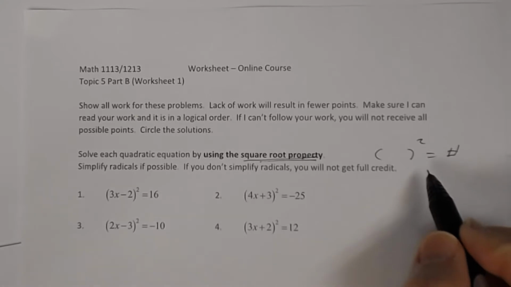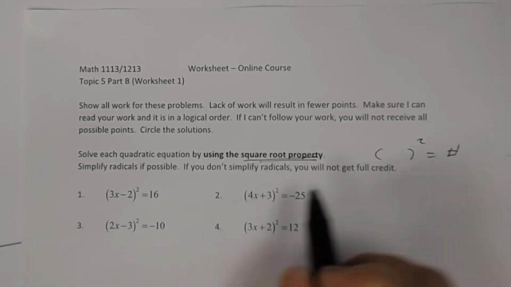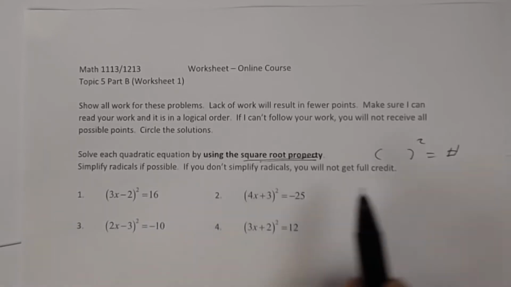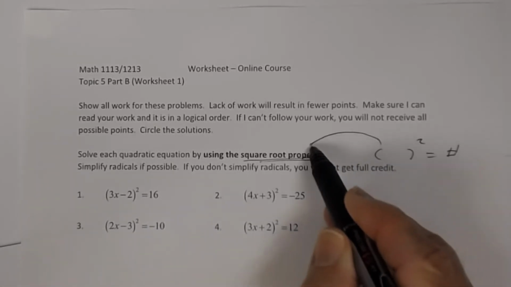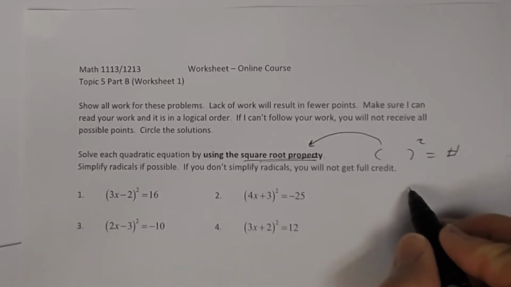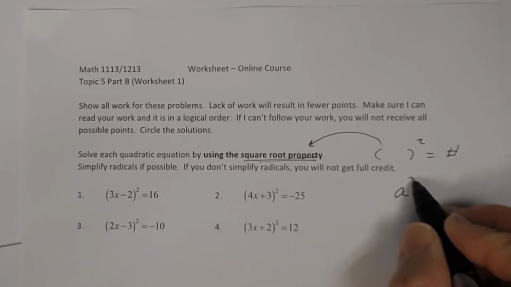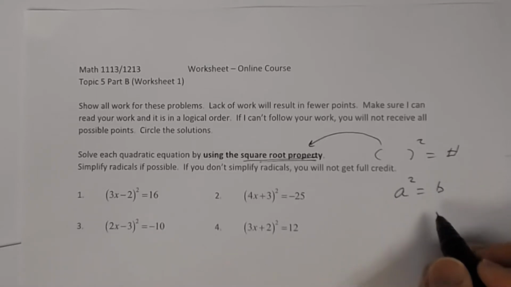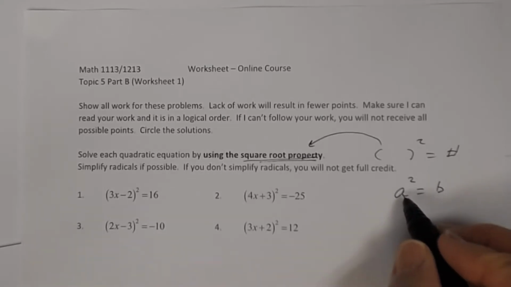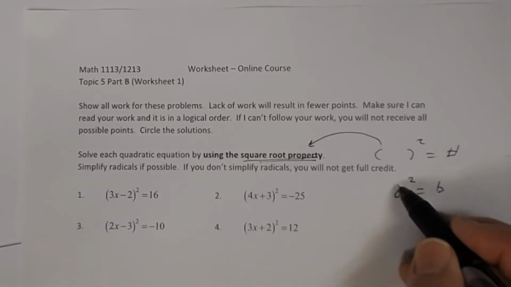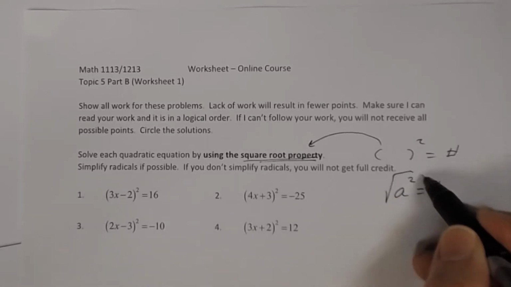So whenever it looks like this, some expression squared equal a number, which is what you have here in all these cases, then the best way to solve this is to use the square root property. Okay? And remember, the square root property said this. It said if I have a squared equal b, so I have some expression squared equal a number, then to get a by itself, since I'm squaring a, the opposite of squaring a is to take the square root. So I'm going to take the square root of both sides.